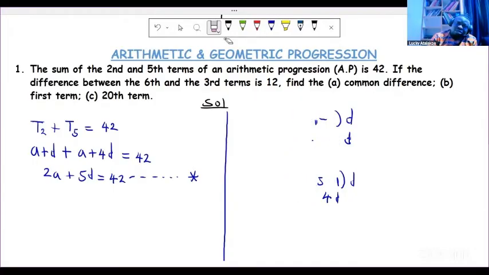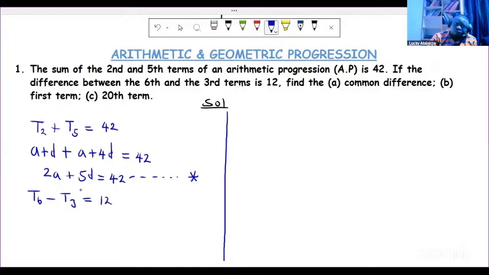So let's look at the next sentence. If the difference between the sixth and the third term is 12, difference means subtraction. Difference between the sixth term and the third term is 12. Let's act on this. The sixth term, therefore, will be A plus 5D minus third term, which will be A plus 2D, equals 12.